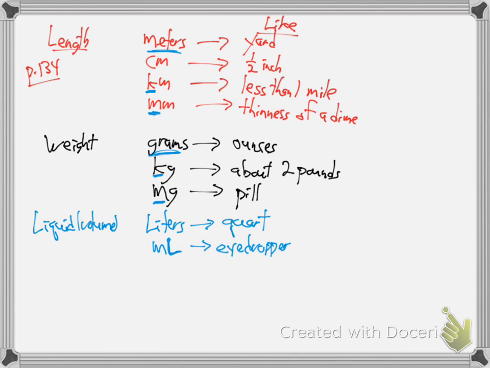And then finally, they have temperature. And what's the temperature for the metric system? Celsius. And what's the temperature for our system? Fahrenheit. Okay. So there's the metric system and how things pan out.